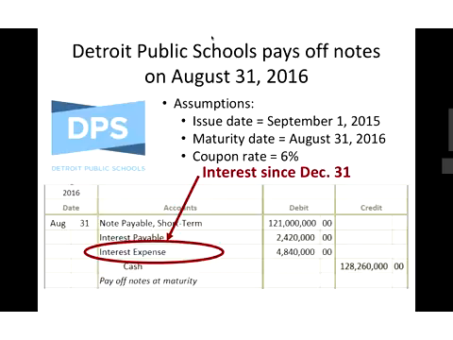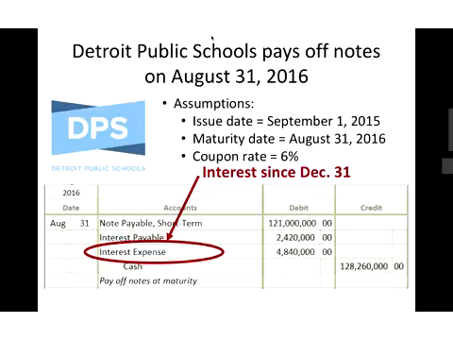For interest, we need to recognize interest for those 8 months because we haven't recognized those 8 months yet. So now we can add our debits up and we will get our credit of cash of what we actually have to pay. What we actually have to pay is the $121 million plus 6% interest for a full year.